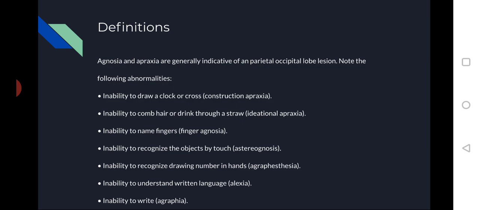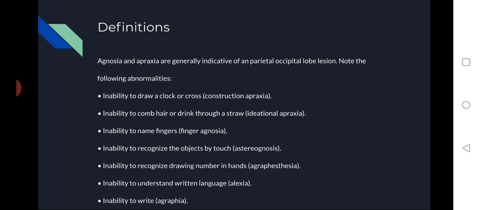But some things are really hard to assess in an objectivized way. And sometimes we need just to observe and examine and write down just the definitions. I will give an example. We have here a lot of things. For example, we have inability to draw a clock or cross. So you ask the patient to draw a clock or cross, and if the patient cannot, you write down construction apraxia. Simple like that.